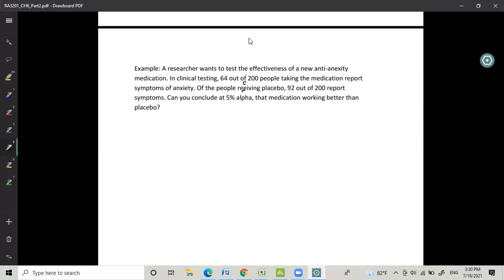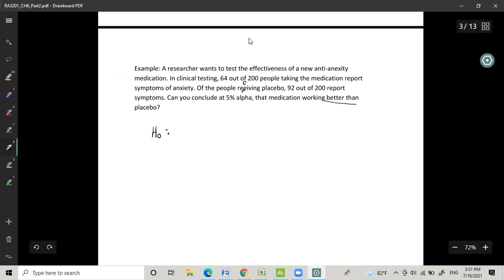So you have two different samples, 200 who got the medication, 200 who didn't. And then you compare whether they got the symptoms, the anxiety symptoms. If the drug is good, after taking the drug, the symptoms should not occur or occur less, right? So let's check whether the medication is working better than the placebo. Let's see how we can write it.